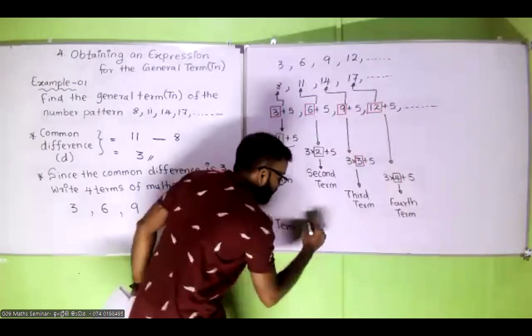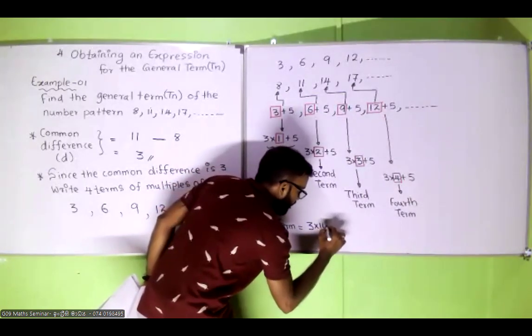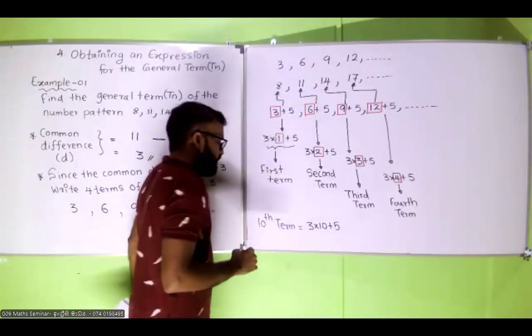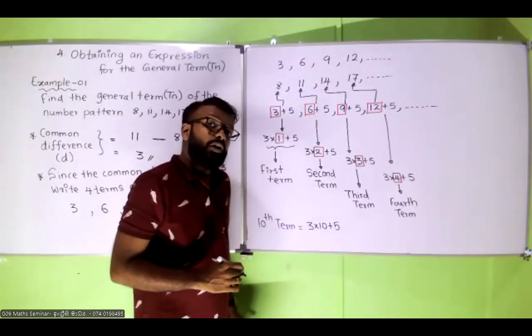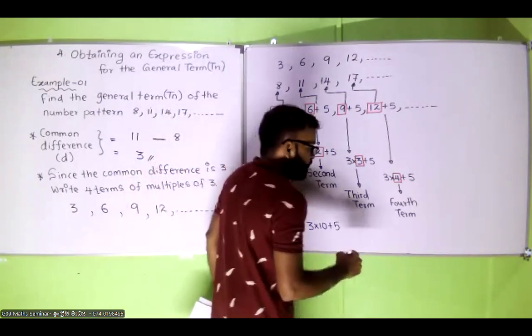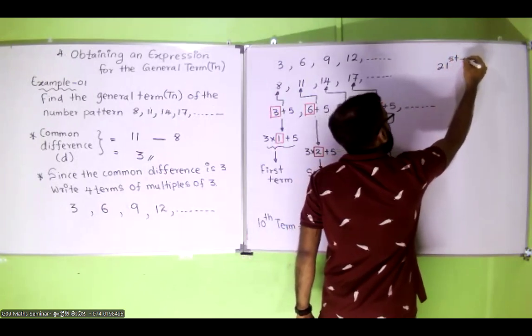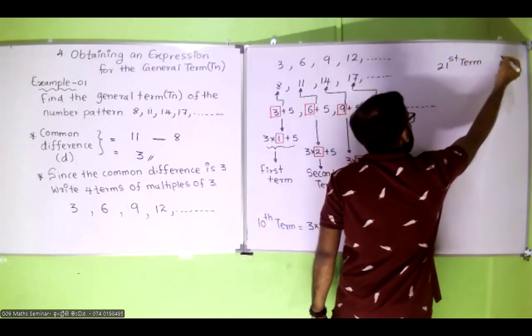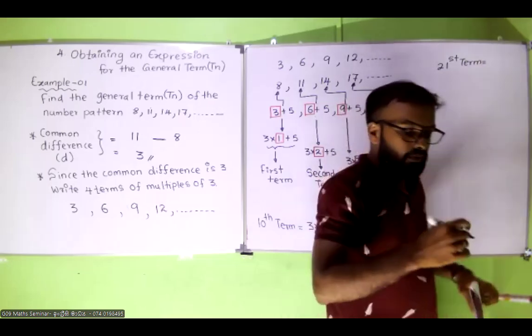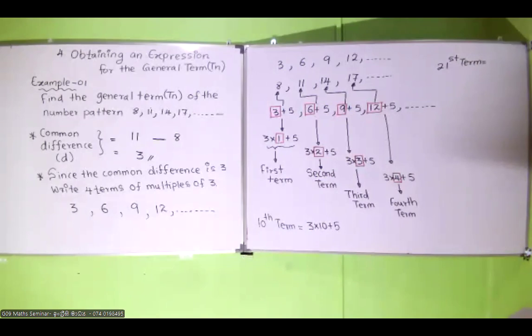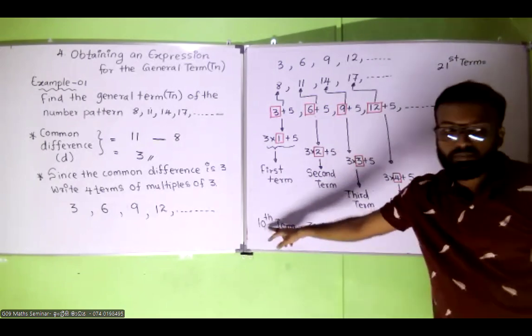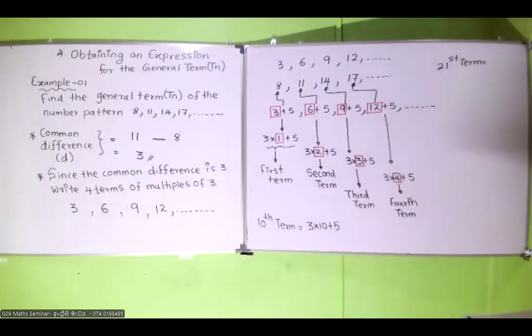3 times 10 plus 5. If you want to obtain the 21st term, I will write it here. How are you going to obtain it? Send it to the chat. If you want to obtain the 21st term, please write this too.